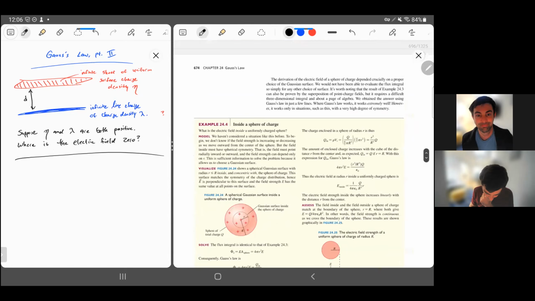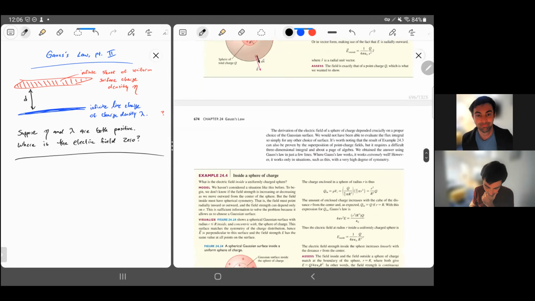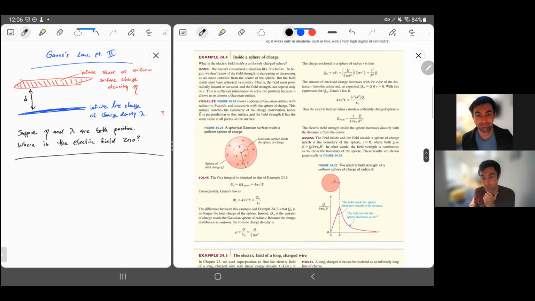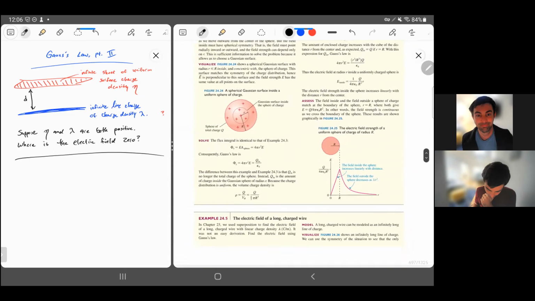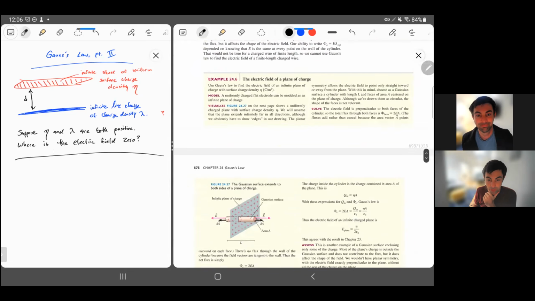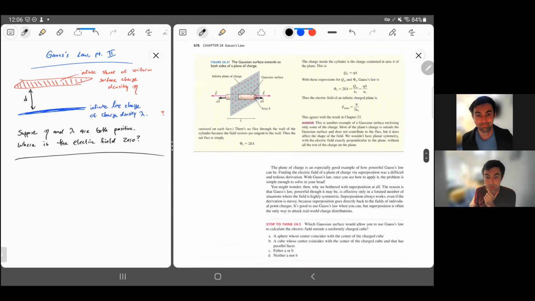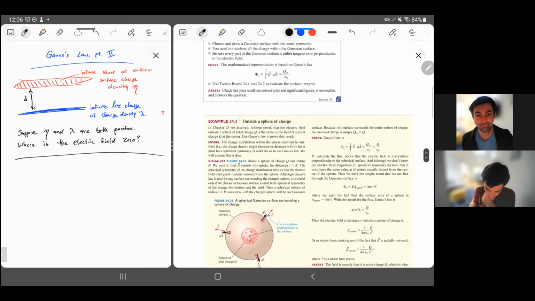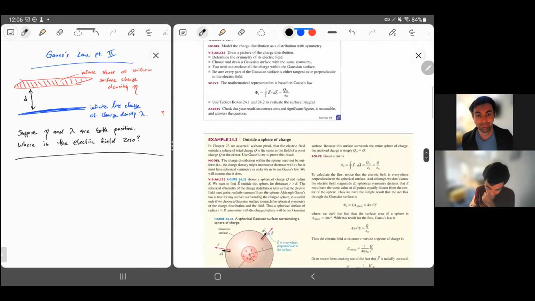So there's 4 examples here. This is outside and inside a spherical charge, so that's spherical symmetry for the first 2. And then your book does cylindrical symmetry for this example, and then planar symmetry for this last example. So some important results from each one of these. Let me talk about each of these in more detail.